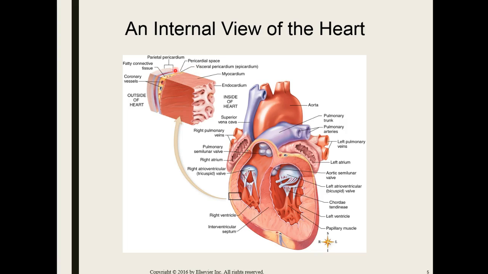So here you can see the visceral is real close on the heart, and then here is going to be the parietal, so on the outside, and then the pericardial space is in between.